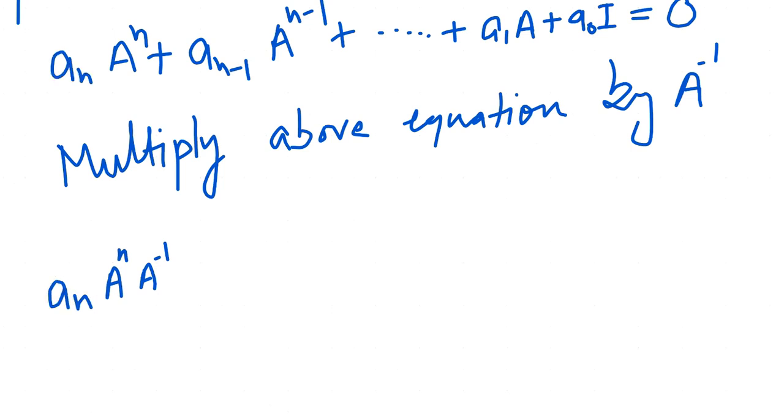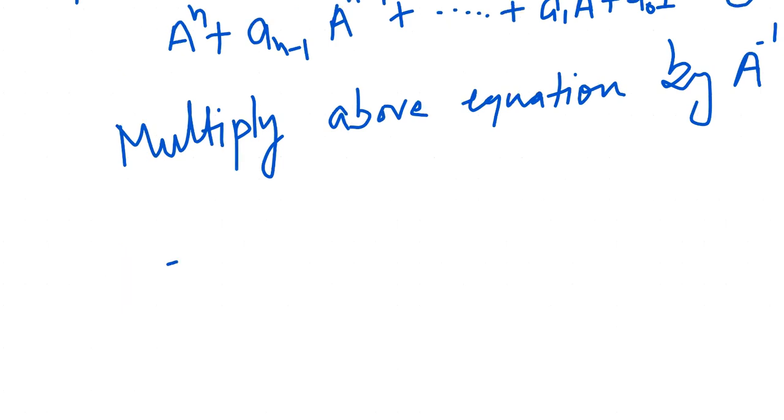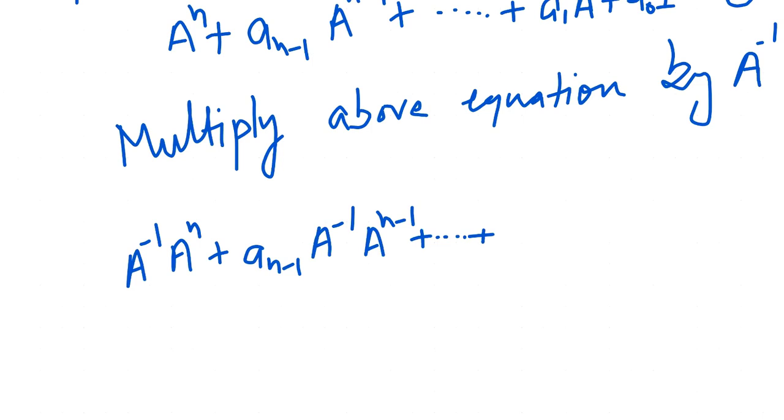You can multiply on the left side also, okay? Not to worry, you can multiply anywhere. So A inverse into A to the power N plus A(N-1) into A inverse into A to the power N minus 1 plus up to A1 A inverse into A plus A0 into A inverse into identity matrix is equal to A inverse into 0 matrix.